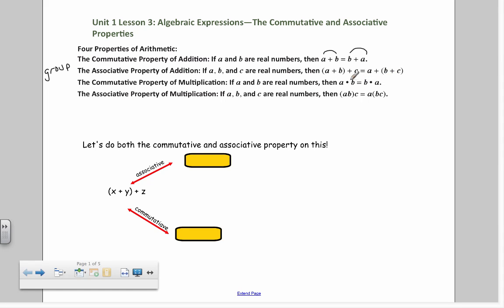Commutative property of multiplication means we can multiply in any order. And the associative property of multiplication means we can group in any order and still multiply and get the same answer.